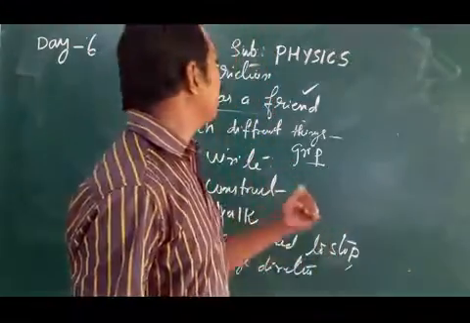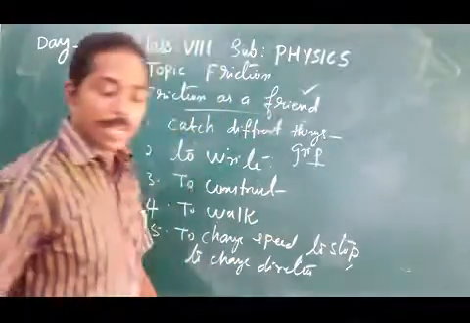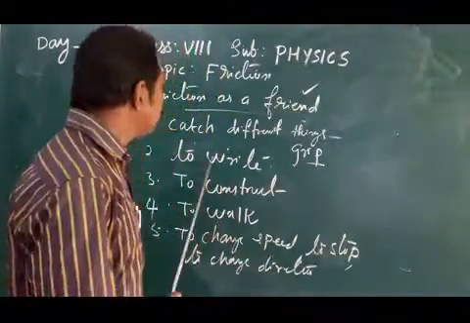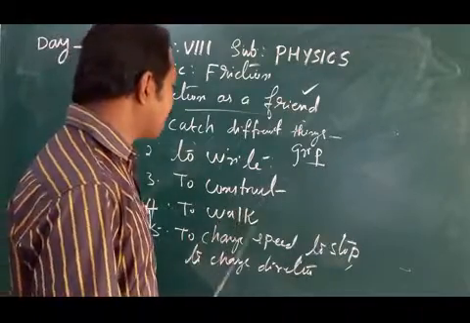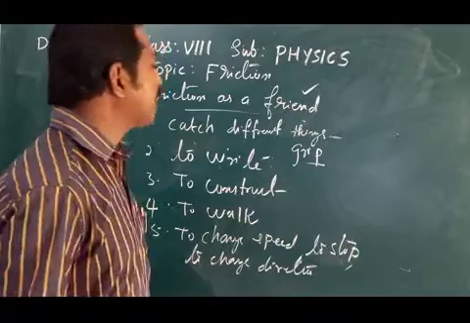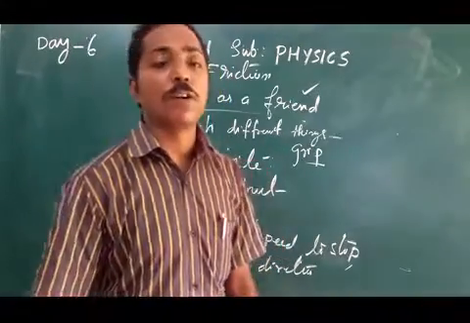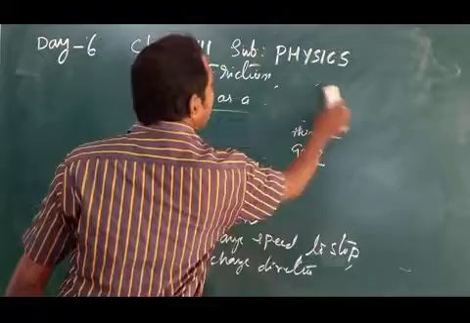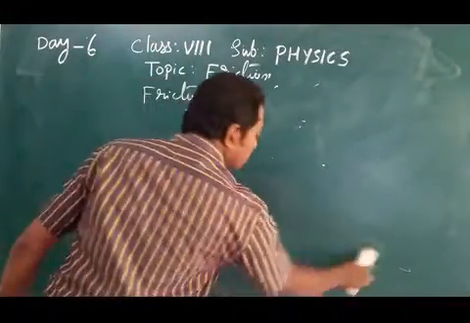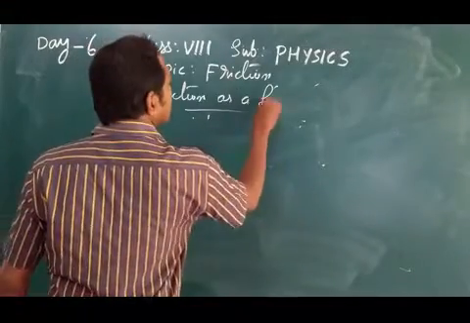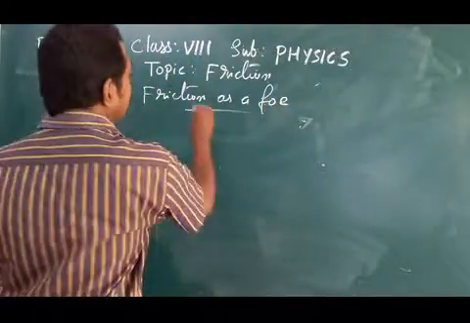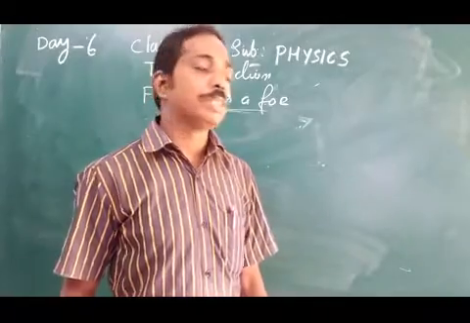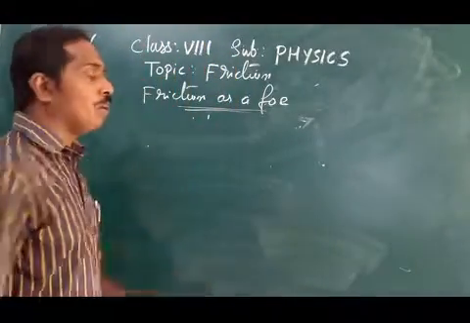So the next topic: friction as a foe or evil. Let me explain one more time. To catch different things, to provide grip, to ride, to construct buildings, to walk, to change speed, to stop, to change direction, in all these cases friction is helpful for us. So we can call friction a friend in our daily life. Then friction as a foe. The question is: friction is a friend as well as a foe, explain with examples. You can write these points.